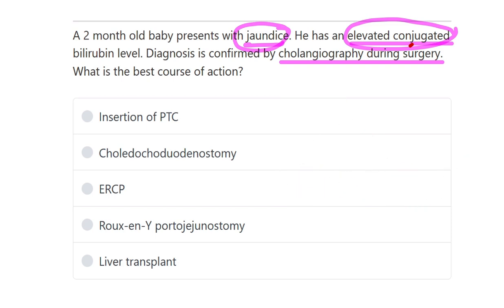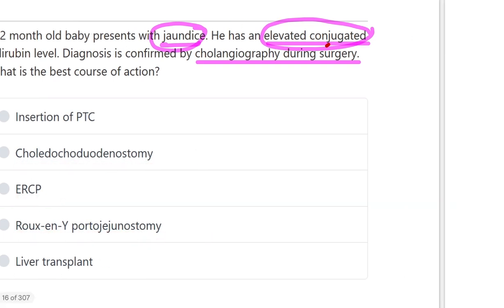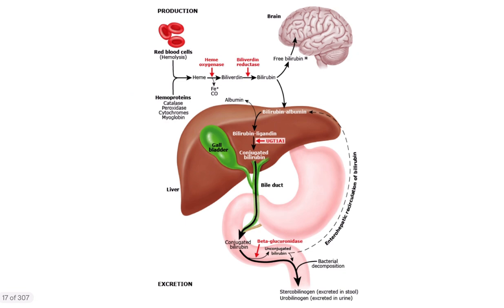So what can we do here? The options are insertion of a PTC, choledochoduodenostomy, ERCP, Roux-en-Y portojejunostomy, and liver transplant. So what can we do? First of all, let's see the normal pathway.